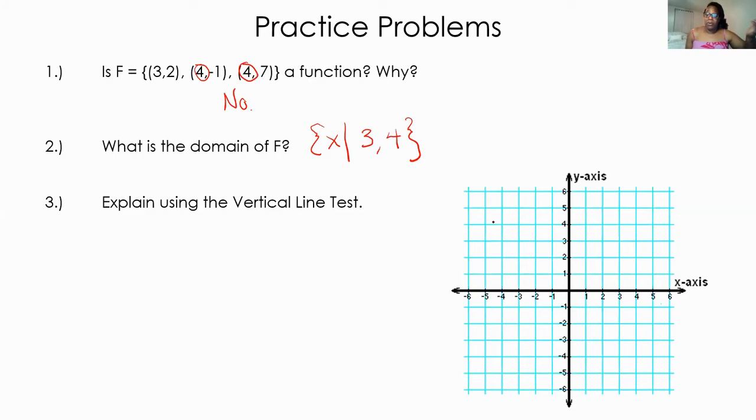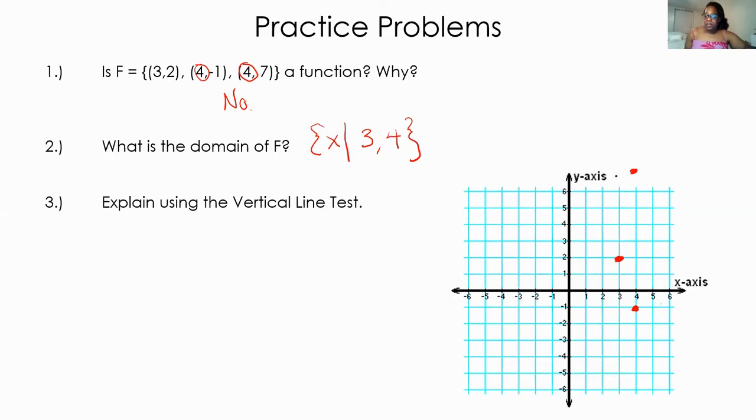So now we want to explain it by using the vertical line test. So let's graph our points. So we got (3, 2). The X value is 3. The Y value is 2. Then we have (4, -1). And then there was also (4, 7). I love picking points that's off the graph.